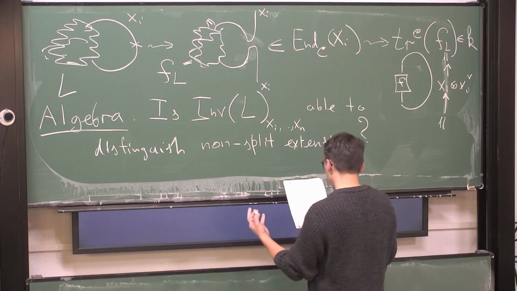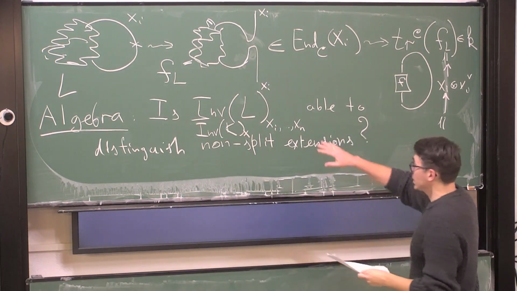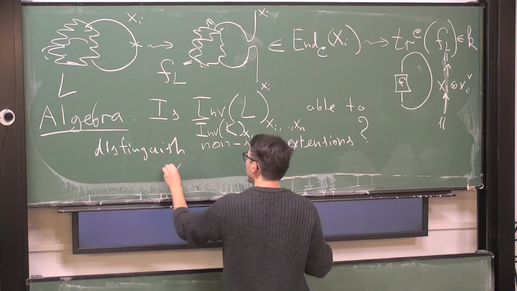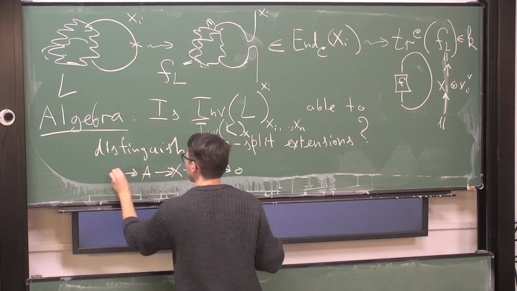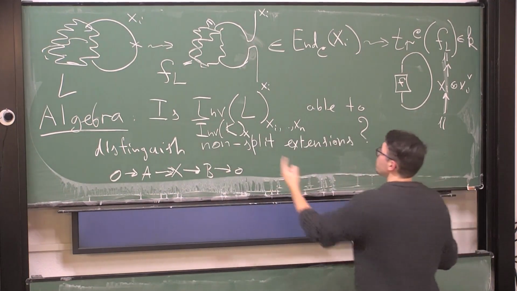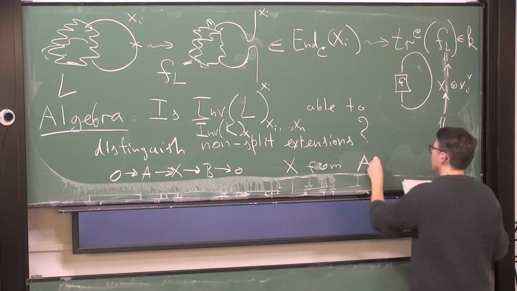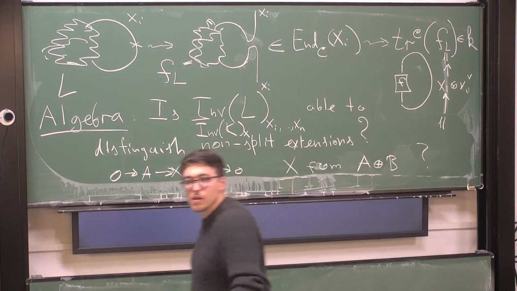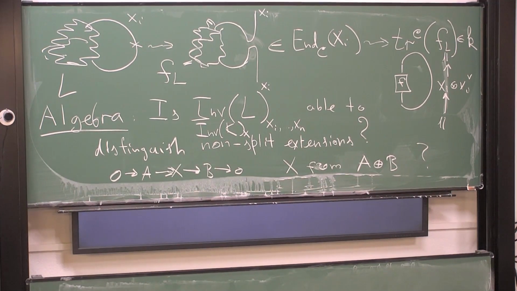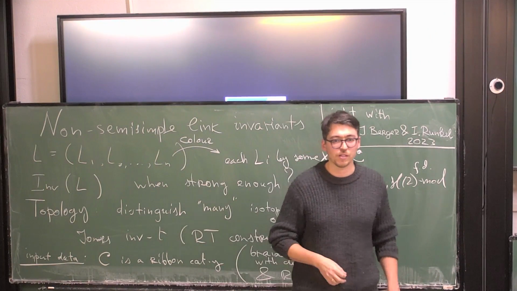For example, maybe take a knot for simplicity, an invariant of a knot colored with some object X. Is the invariant able to distinguish X? Let's assume X is a non-split extension of two objects A and B. X is non-split. Is it able to distinguish X from the direct sum A plus B? This kind of question, okay? Is it for all knots or any knot? If there is at least one knot that is able to distinguish non-split extensions, I call it strong, algebraically strong.